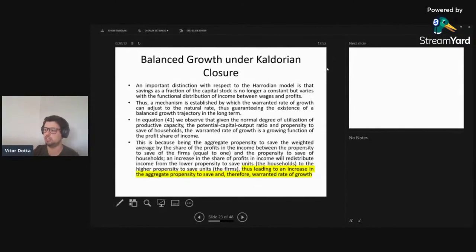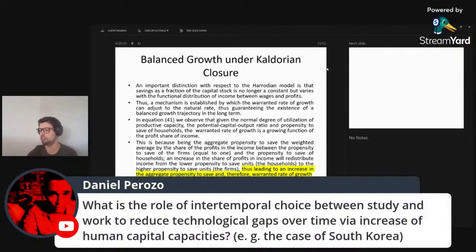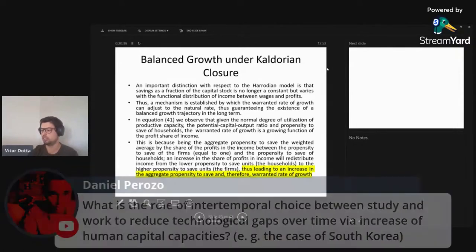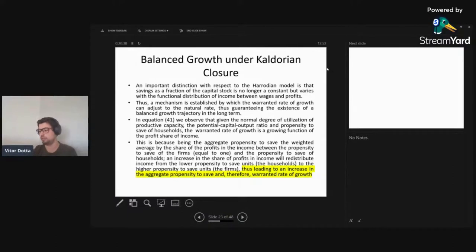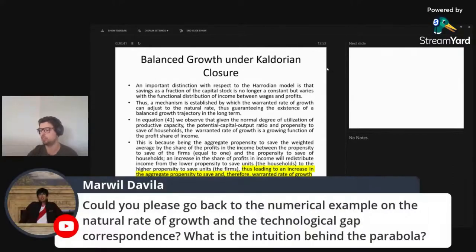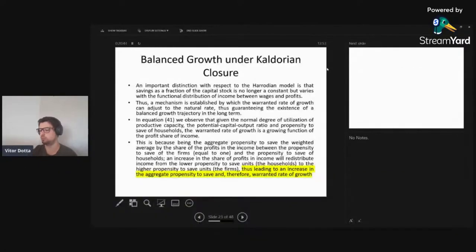that, given the normal rate of utilization, the product of the productive capacity to potential output ratio, and the propensity to save of households, the warranted growth rate is an increasing function of the profit share. This is because the aggregate propensity to save is the weighted average of the propensity to save out of profits and the propensity to save of households. An increase in the profit share will distribute income from lower propensity to save units to higher propensity to save units, thus leading to an increase in the aggregate propensity to save and therefore the warranted growth rate.